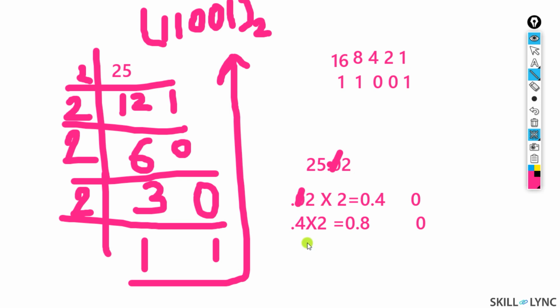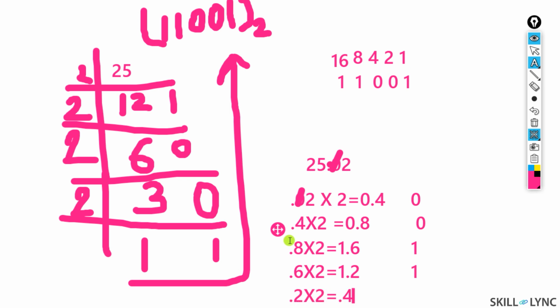I am taking 25.2. It is 0.4 into 2 is 0.8. Then again I am having 0.8 multiplied by 2. It will become 1.6. Now keep 1 here. Then 0.6 multiplied by 2 is equal to 1.2. Again take 1 here. 0.2 into 2 equal to 0.4.